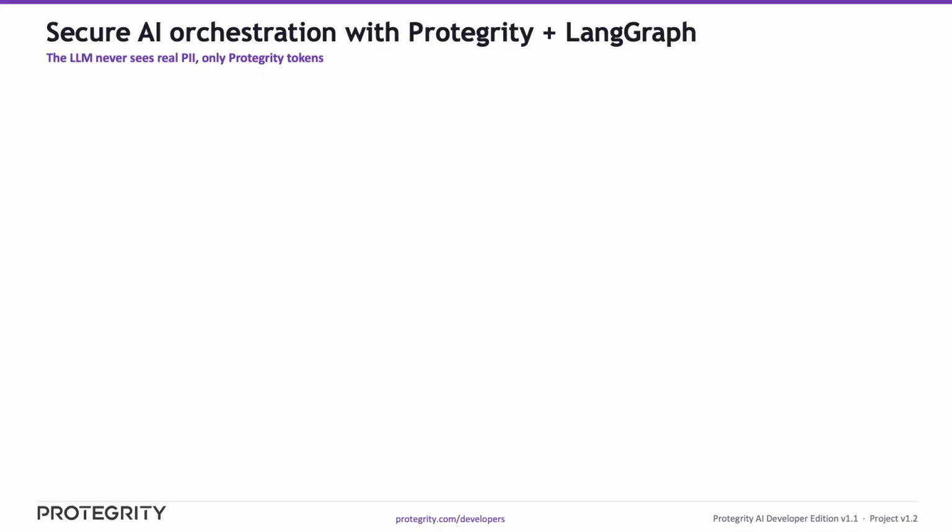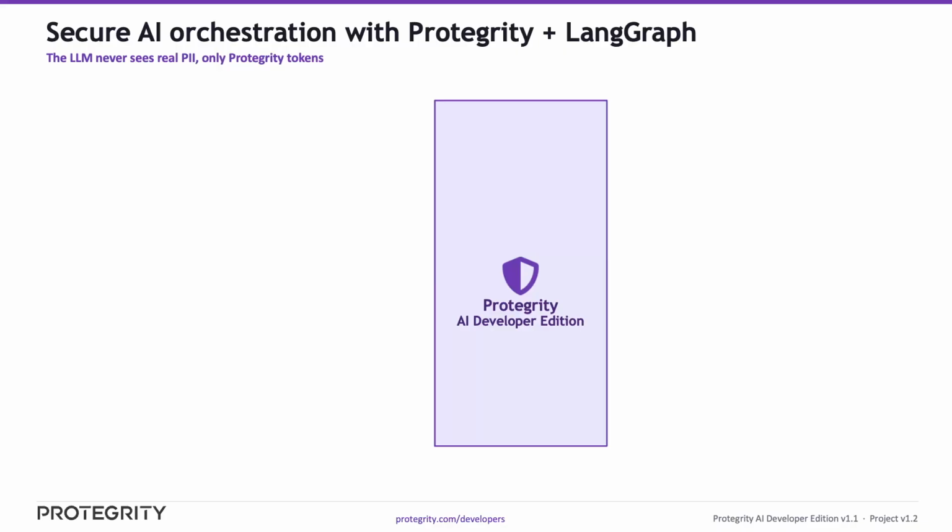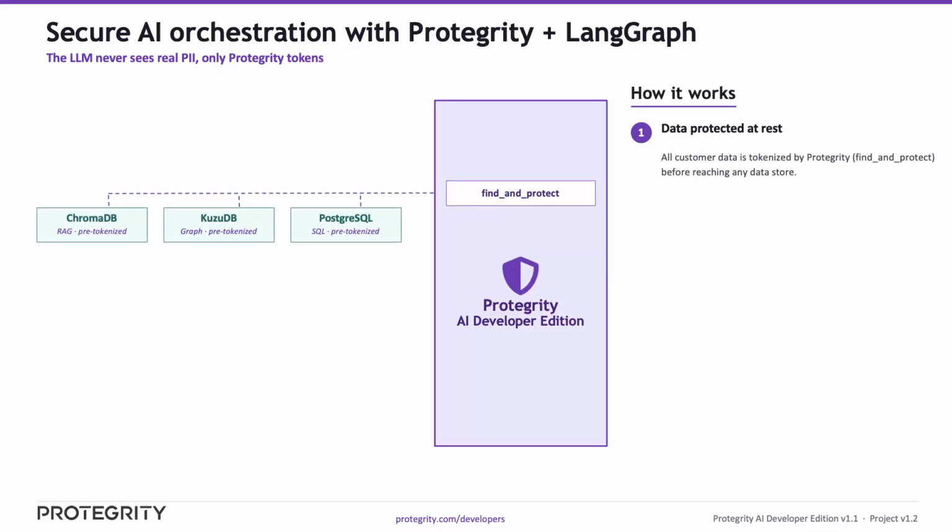Powering all of these, we have Protegrity AI Developer Edition, free, containerized, Python native, and ready to be deployed from GitHub in a few minutes. It discovers sensitive data, protects it, and guards your AI pipeline with semantic guardrails. The first thing it does is protect the data at rest. We have three different stores. We have a vector database, ChromaDB, we have a knowledge graph, KuzuDB, and we have a relational database, PostgreSQL. All of these repositories hold data tokenized by the find and protect feature at ingest time. The data was born protected.